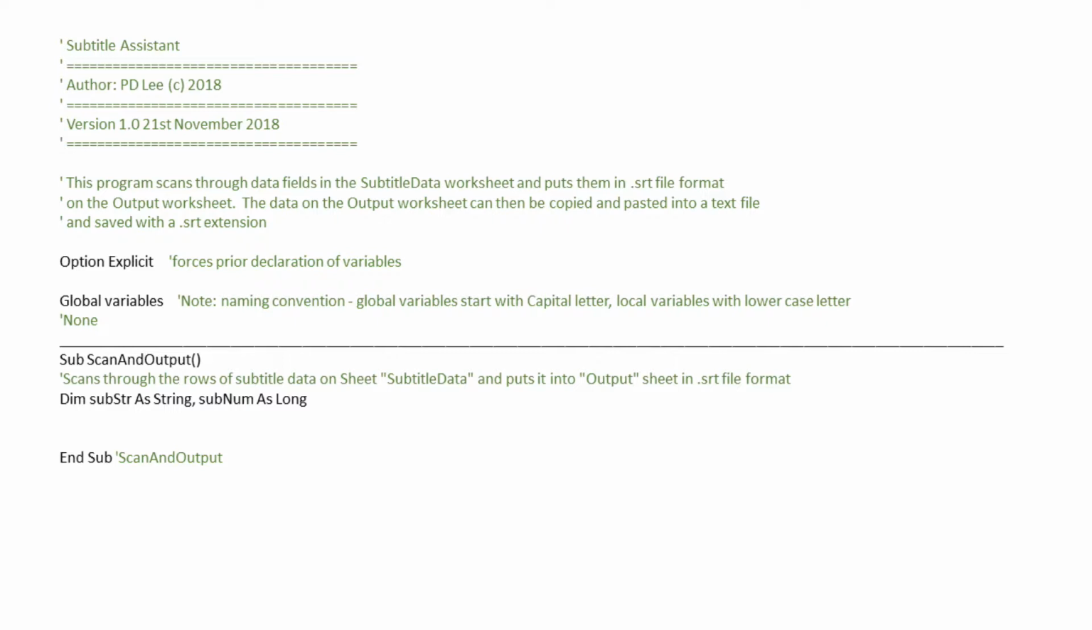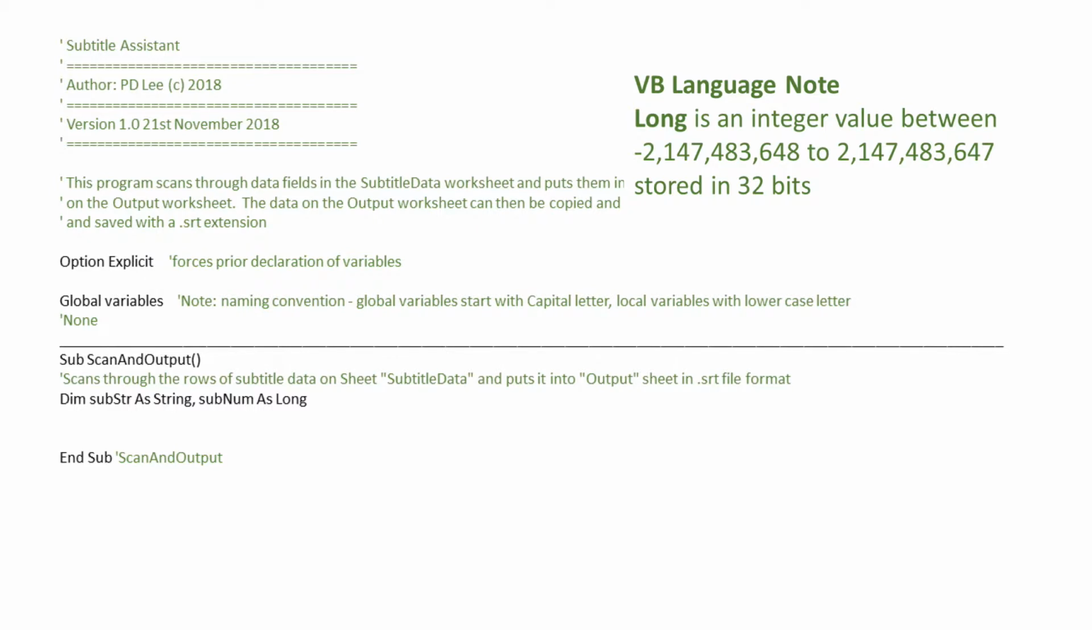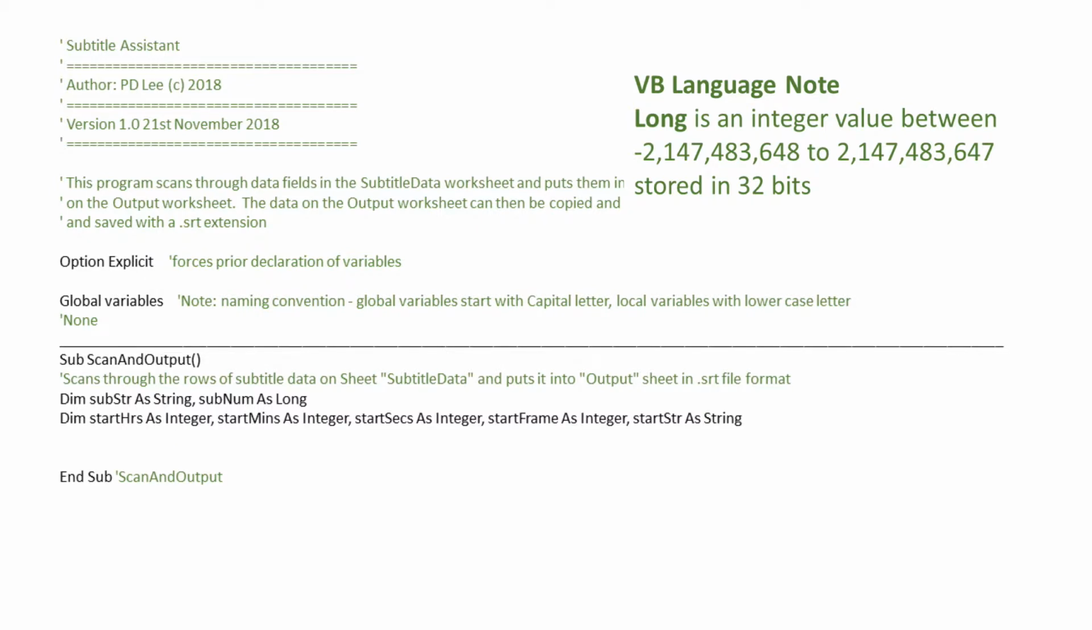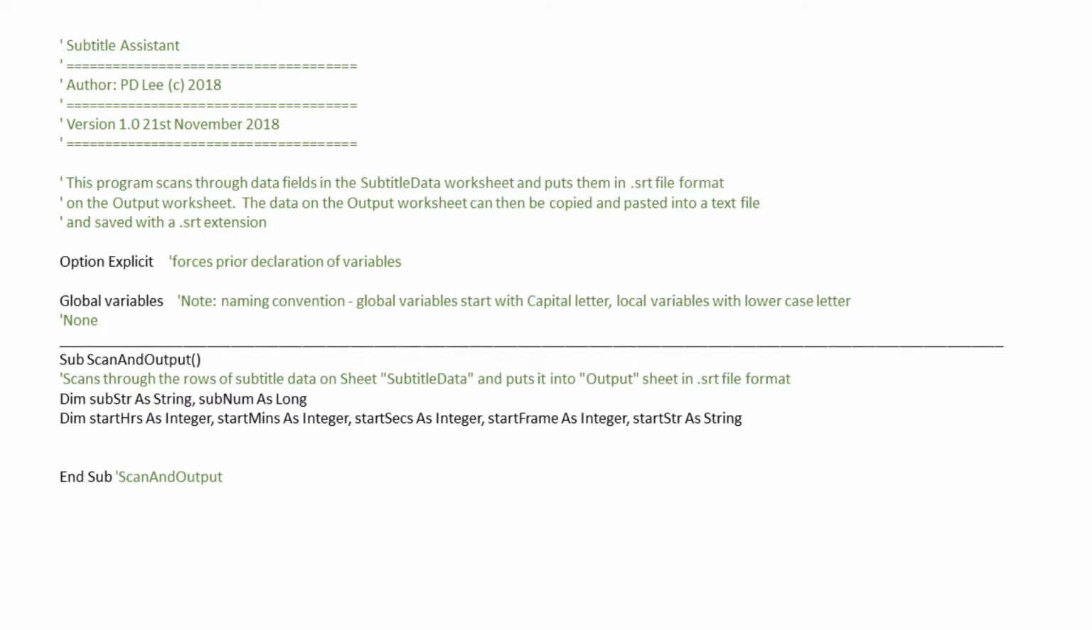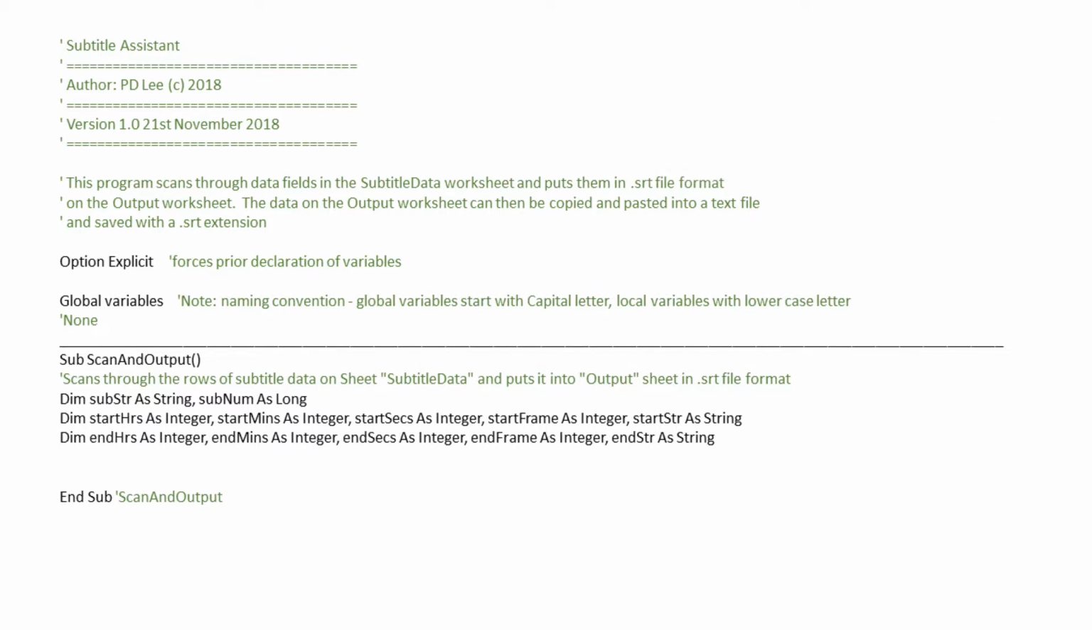Next comes subNum As Long. This is the subtitle number. Next, I declare variables to hold the start time: hours, minutes, seconds, and frames. These are declared as integers, as they should never be above 59 in value. At the end of the line, I declare the variable startStr. This will hold the string value of the start time. A similar set of variables is declared for the end time of the subtitle, for example, endMins.